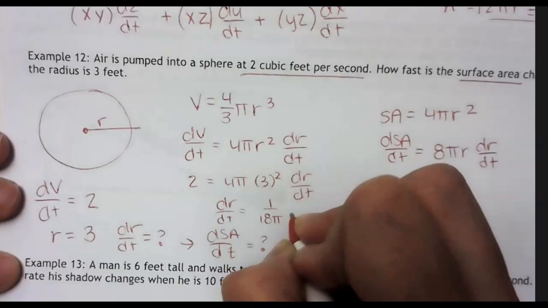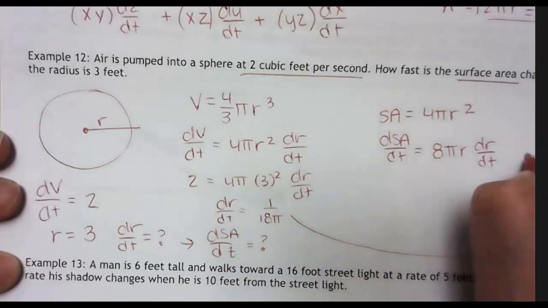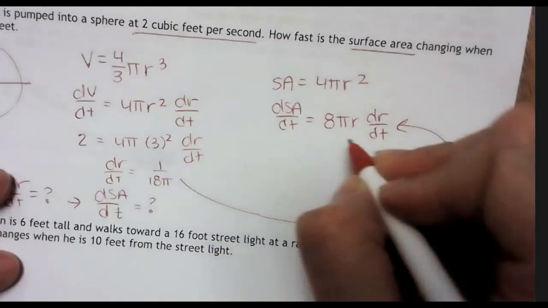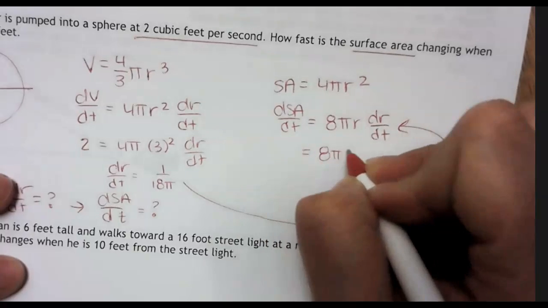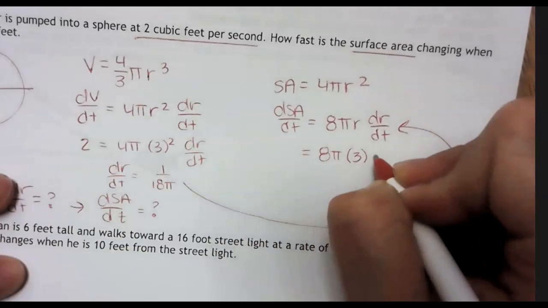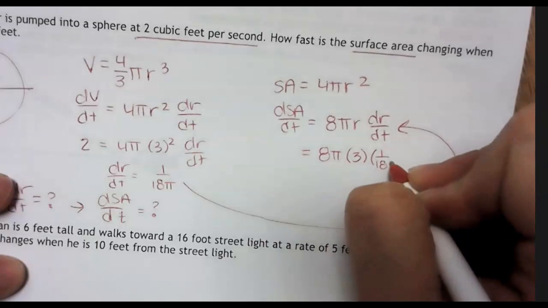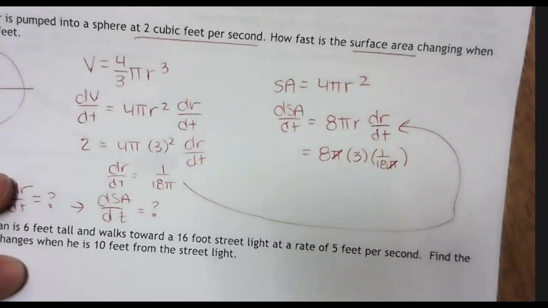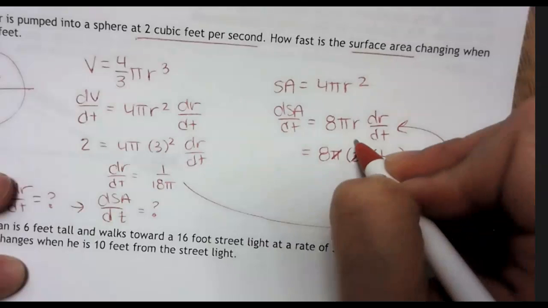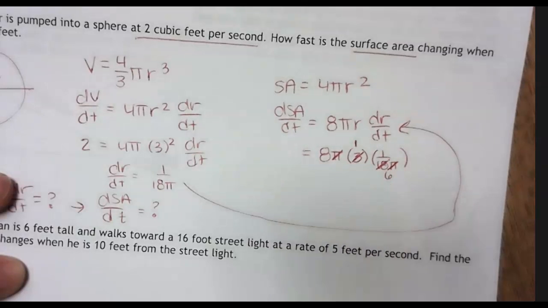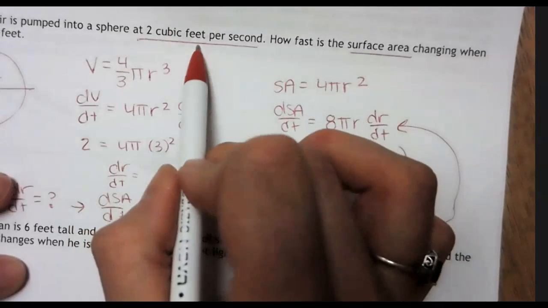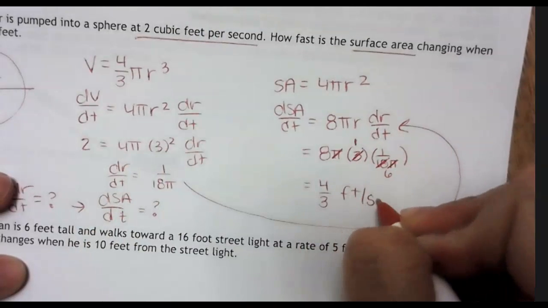And then we're going to take that and plug it in over here for the surface area dr dt. So we get 8 pi, r is still 3, times 1/18 pi. So what's nice is my pi's cancel. And then 3 divided by 18 is 1/6, so we get 8 over 6, which is really 4/3. And this is feet per second.